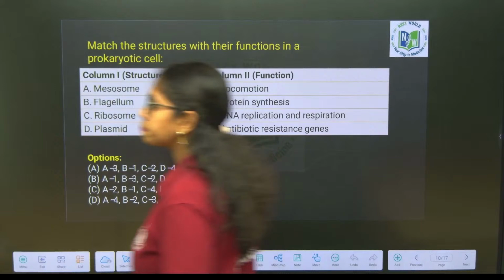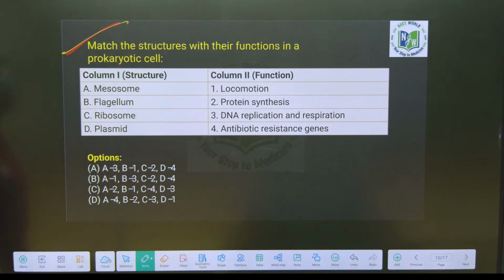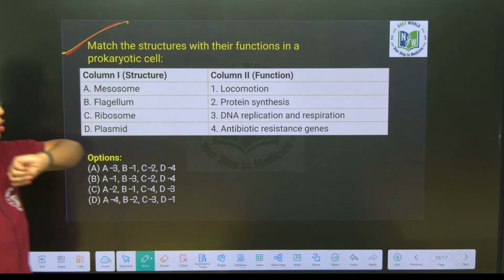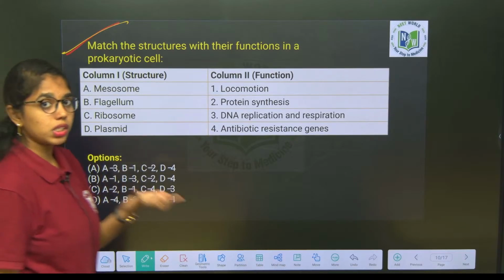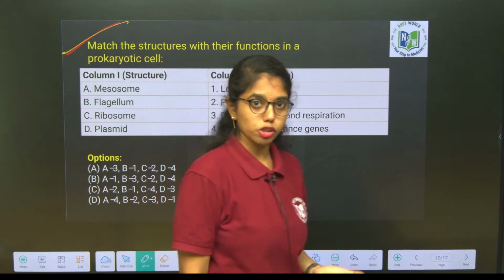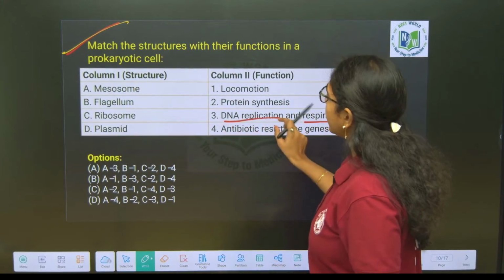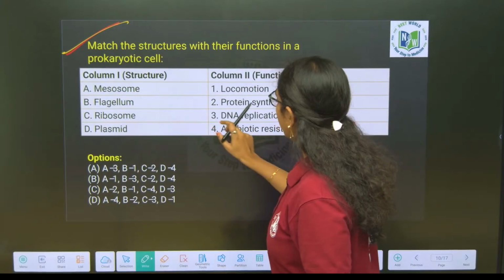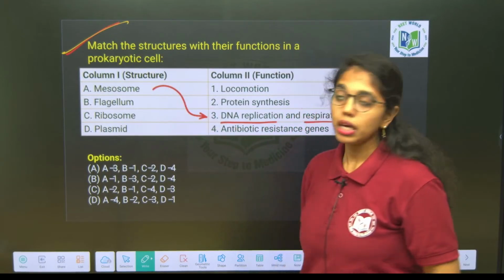This you see, match the structure with their function in a prokaryotic cell. So, their structure and functions are given in 2 columns. We have to match it. Of course, just now we have discussed the functions of mesosomes. Definitely it will be what? Respiration and DNA replication. DNA replication and respiration, the functions which are conducted by mesosomes.